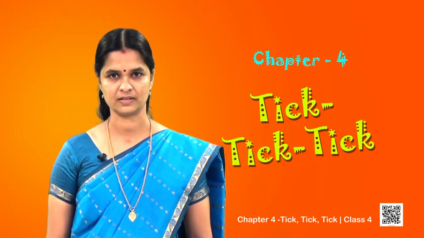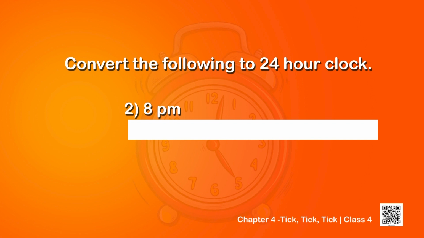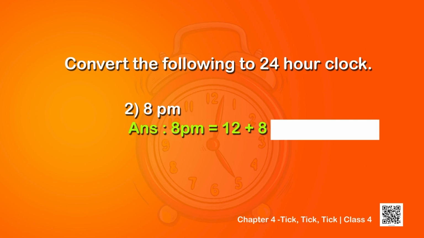The second question is 8 PM. It is PM. It is 8 o'clock in the night. So, what should we do? We need to add 12 to 8. It is 12 plus 8, 20. So, it is 20 hours in 24-hour clock.